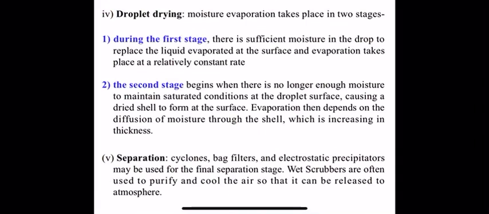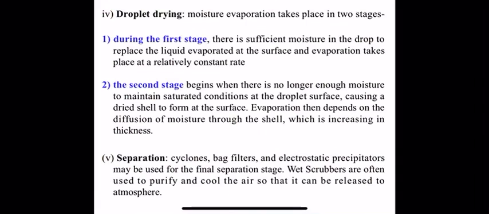During the first stage, there is sufficient moisture in the drop to replace the liquid evaporating at the surface, and evaporation takes place at a relatively constant rate. And in the second stage, there is no longer enough moisture to keep the surface in the saturated condition. As a result, the evaporation then depends upon the diffusion of the moisture through the shell, which increases in thickness.